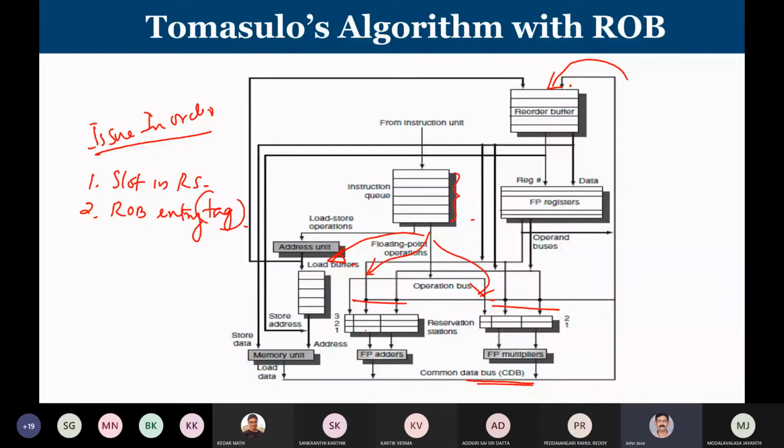So I require two things. First is a space in the reservation station. Second, a space in the reorder buffer.